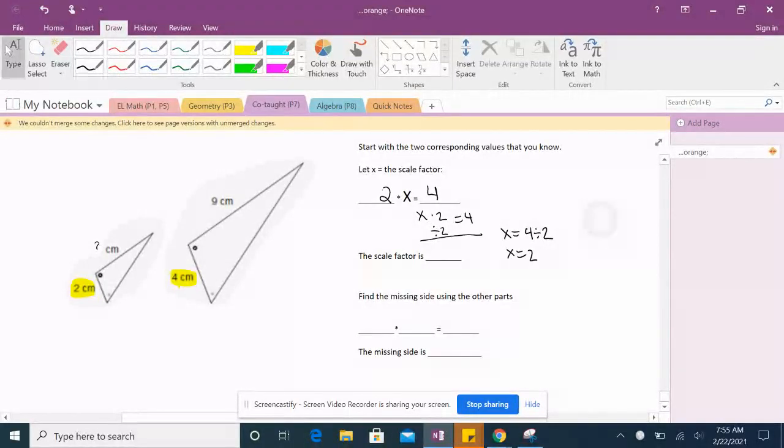So tiene que backtrack aquí. Y el factor de escala is 2. And now we find the missing sides using the other parts. So los partes en verde están aquí. And now we use them. So no sabemos el primer parte en el primer imagen. We don't know the first value in the first image, but we do know that the scale factor is 2 and the answer is 9. So sí, sabemos el factor de escala es 2 y la respuesta para el otro imagen es 9.